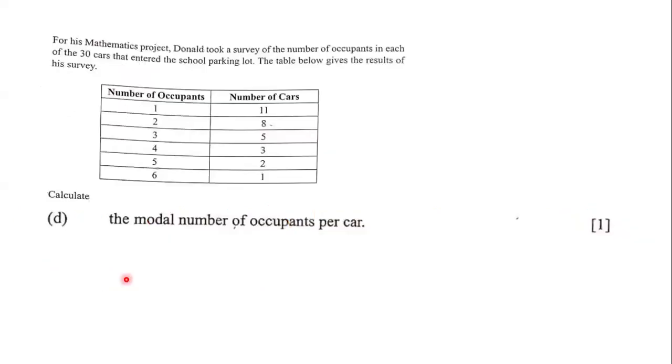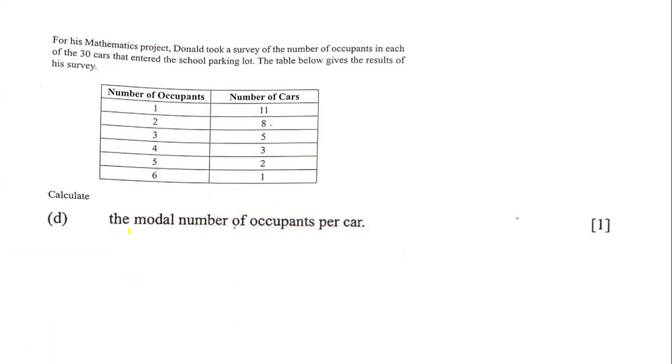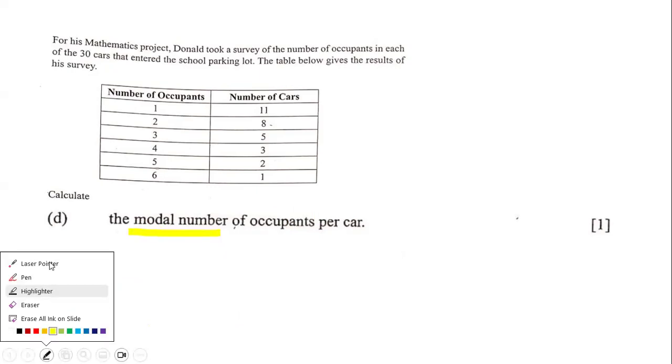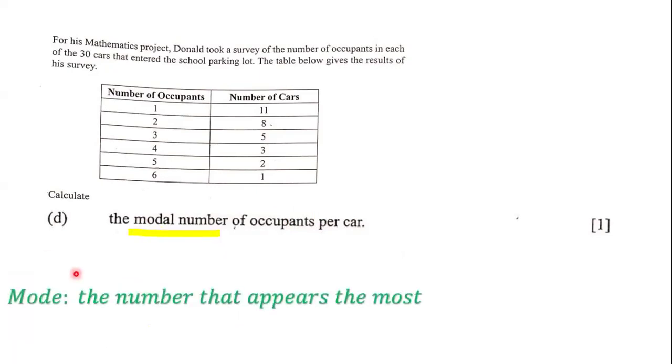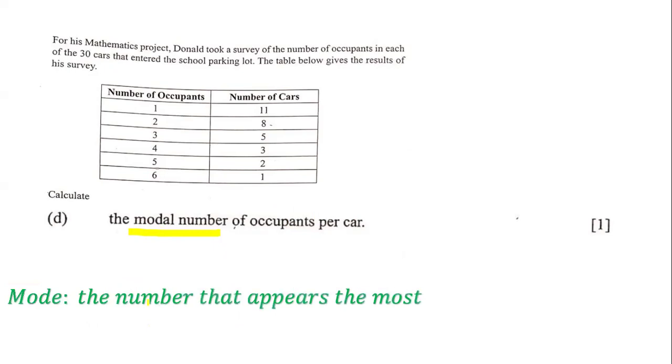Moving right along, we have to determine the modal number of occupants per car. Now, what is the modal number of occupants per car? The modal, right? What do we mean by modal? Well, modal is associated with this word mode. And what do we mean by mode? Well, the mode is the number that appears the most, or the most popular value in the data set.